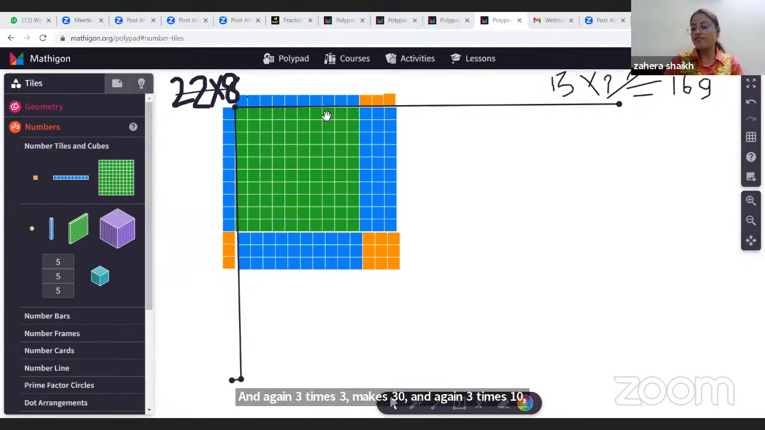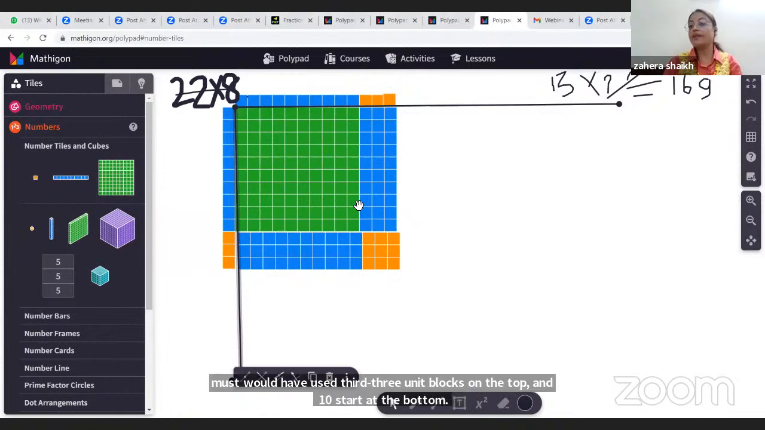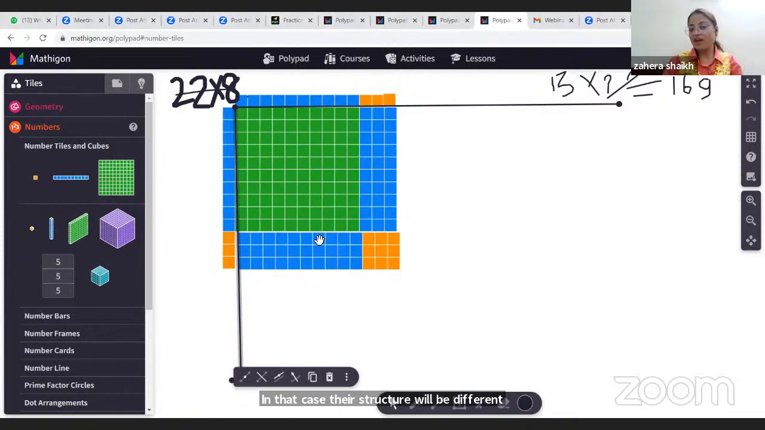So this is the visualization and understanding of the child, and do ask the reasoning, how did they do it and what is the strategy that they have used. Maybe in your class, some child has used 10 and 3, somebody would have used three unit blocks on the top and 10 tens at the bottom. In that case, their structure will be different, right? That time, this will not look similar to this area, right?